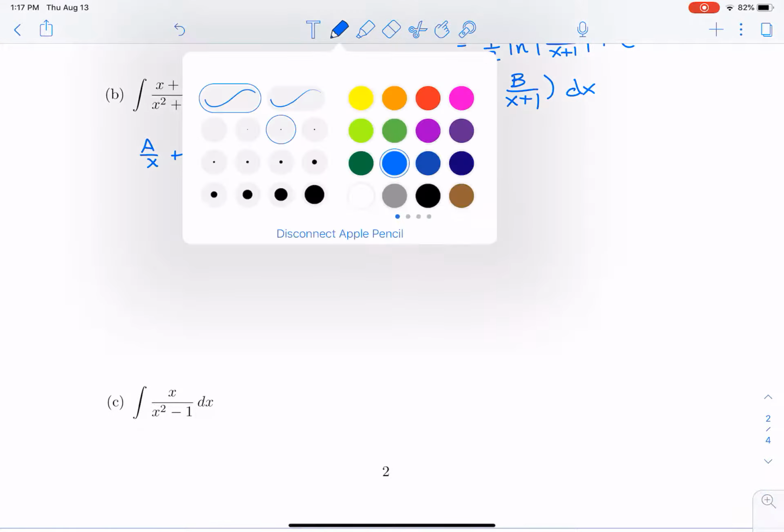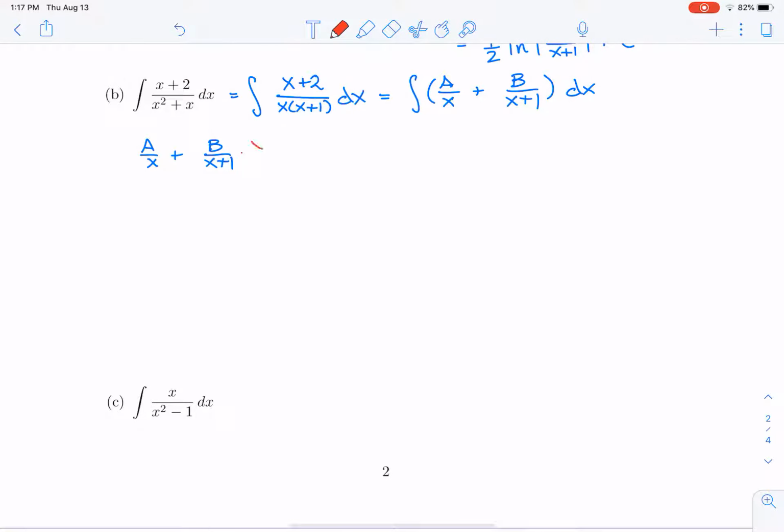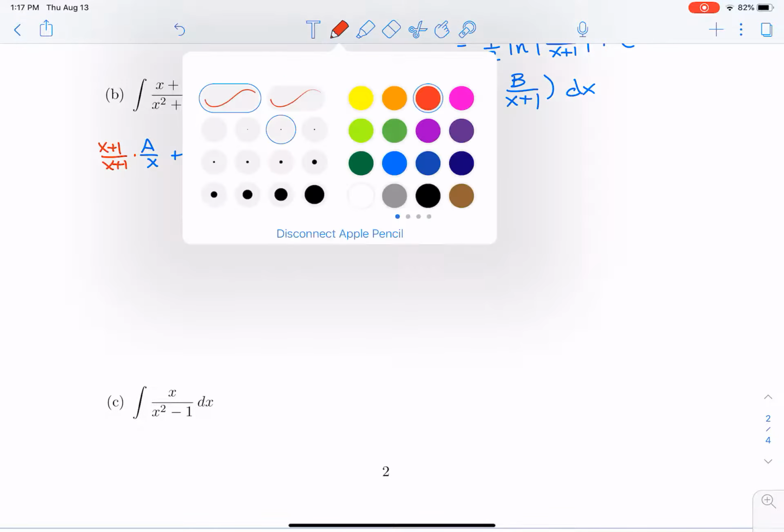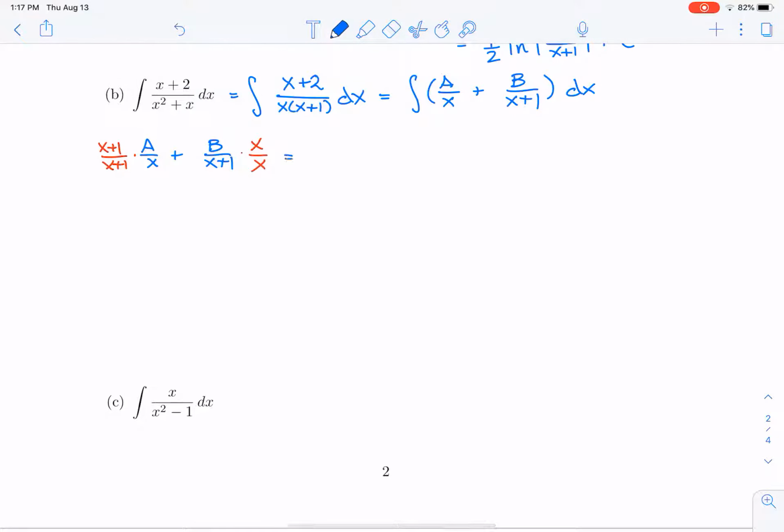Okay, so what I want to say here is that a over x plus b over x plus 1 can be combined using partial fractions. I'll multiply the second one by x over x, and the first fraction by x plus 1 over x plus 1. Then I will find the common denominator there, so that I get a times x plus 1 plus b times x, all divided by x times x plus 1. And I know that that's supposed to equal x plus 2 over x times x plus 1.